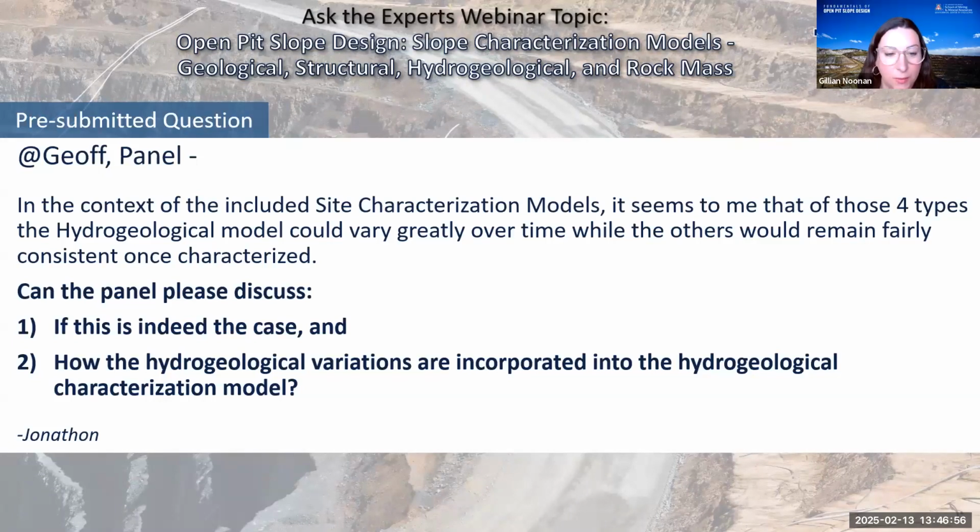Thanks, Jeff. Would anyone else on the panel like to comment on variations within the other types of site characterization models and how those are addressed? I see Scott, you've unmuted.